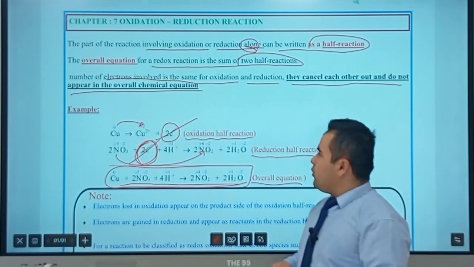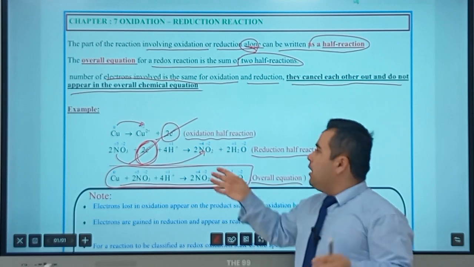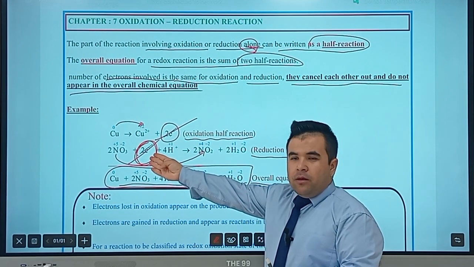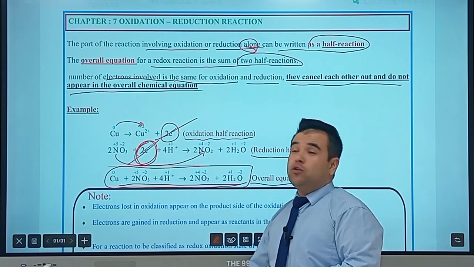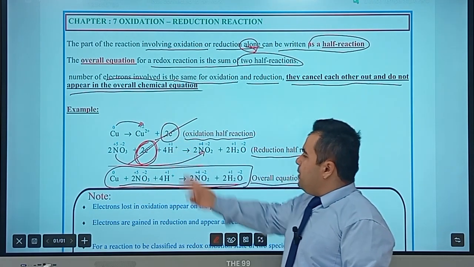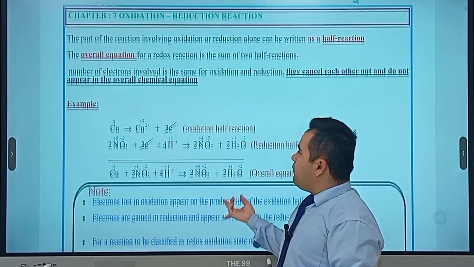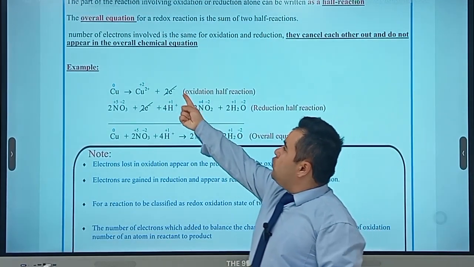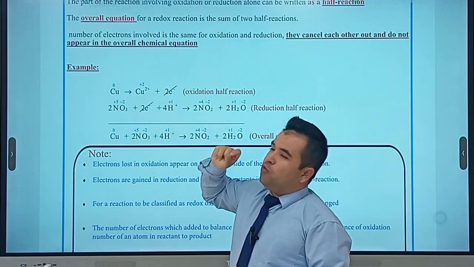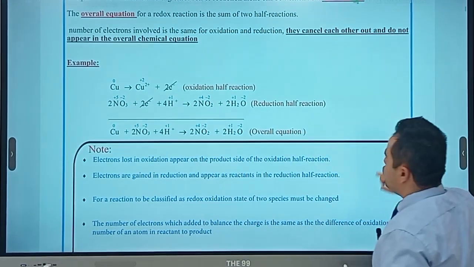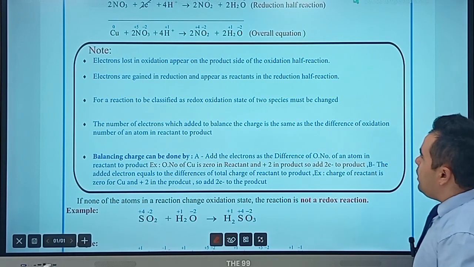If not, if one of them is 1 and the other is 2, we'll be talking about this in balancing the redox reaction. We have to multiply the whole reaction by 2 in order to get 2, and then we'll be able to add the two halves. So whenever we have two halves, the electrons lost in oxidation must be equal to those gained. If not, we have to equalize them, and then we'll be able to add those two to get the overall reaction.